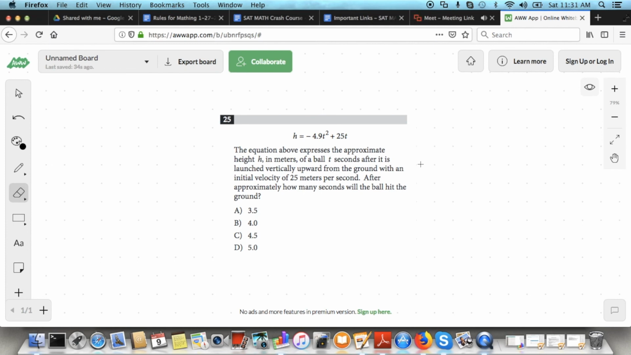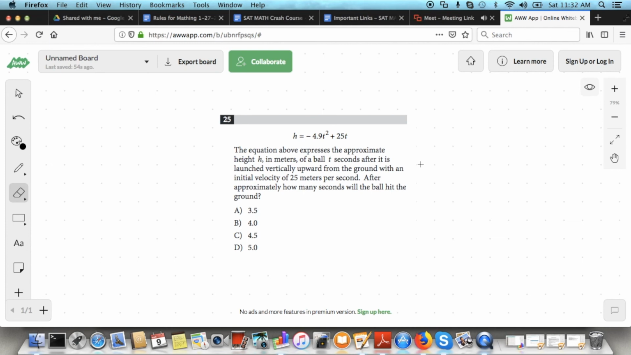Read the last sentence of the question again. Oh, well, we're trying to get how many seconds, so it's t. After how many seconds will the ball hit the ground? That's the question. And the answer choices are all potential numbers of seconds when the ball hits the ground.